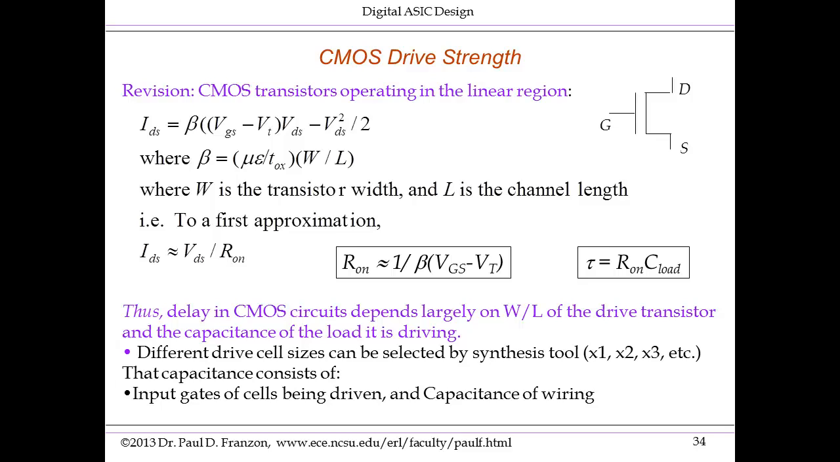In the linear region, the governing circuit is an RC circuit. That is, this transistor is behaving like a resistor and is driving a capacitive load off the appropriate terminal, in this case most probably the drain. Thus, the delay is proportional to the on resistance of the transistor, which goes down with increasing transistor width, and of course the load that it's driving.